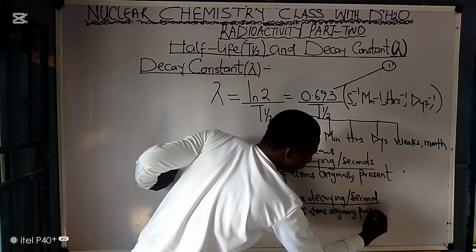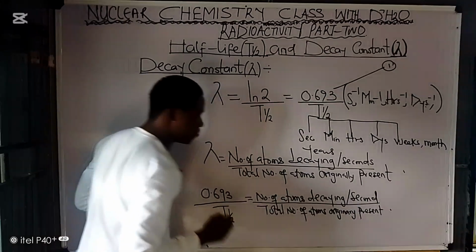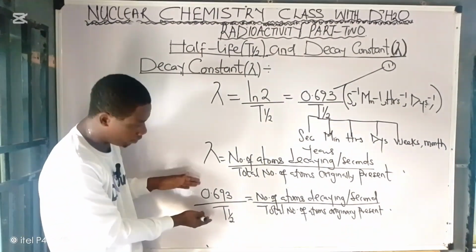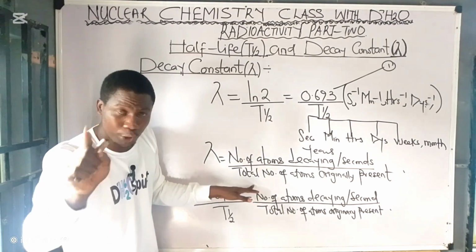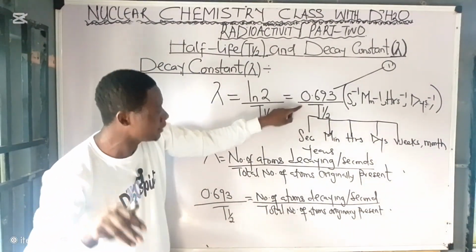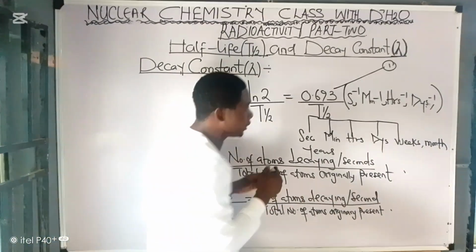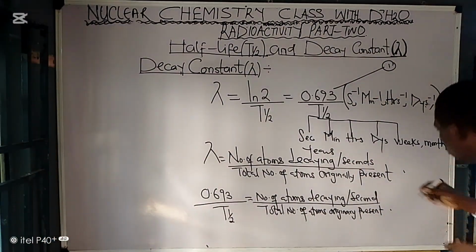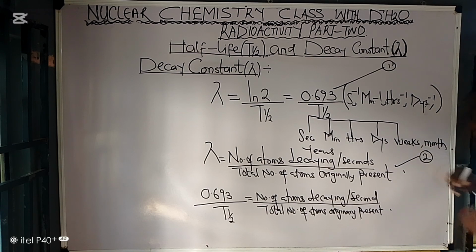Please note this. Take your book and your pen and note it. So there are cases where we have to equate this formula with this one. But most importantly, this is your first formula for decay constant, and this is your second formula for decay constant. So we take this one as equation 1, and we take this one as equation 2.